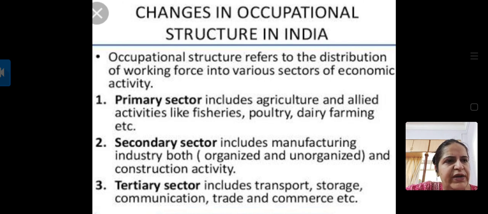Without good communication, how are you going to make your dealings? How are you going to do business? Trade is the exchange of goods. Commerce is business related. So if you see, all three sectors contribute to the occupational structure in India.